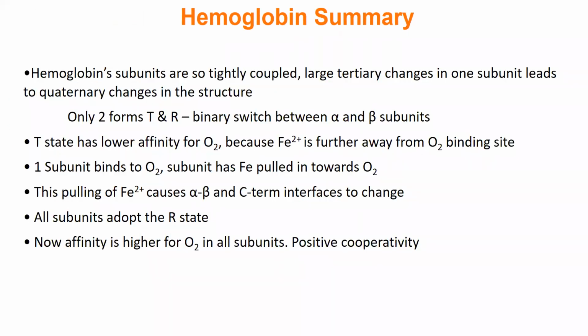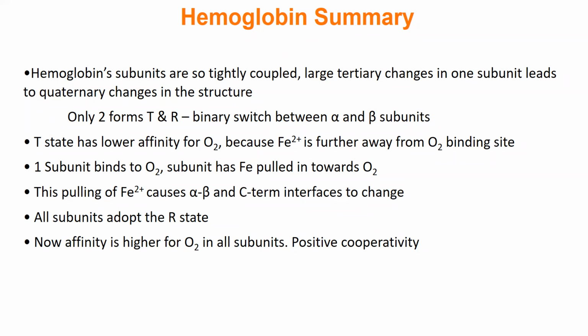And so here's just basically the summary of what I just said in nice little words. So hemoglobin, tightly coupled, you have large tertiary changes in one subunit leads to a quaternary change in the structure. Remember, tertiary structure is the 3D conformation of one subunit, while quaternary structure is the change of the whole complex. So if you change the 3D structure of one subunit, you change all of the subunits.